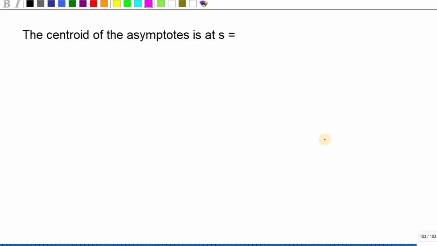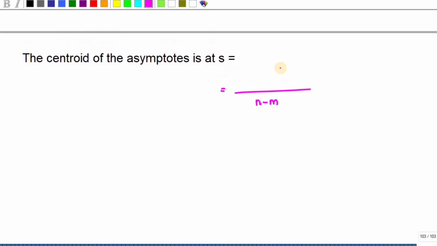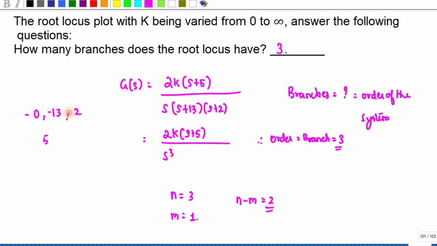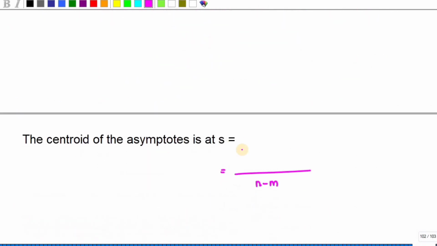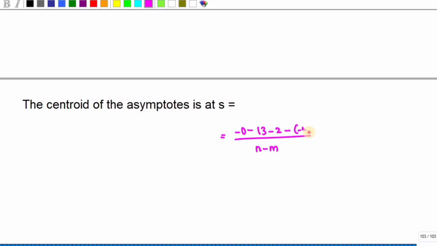Next is the centroid of the asymptotes, at s equal to. The centroid formula is the sum of the poles minus the sum of the zeros, divided by n minus m. Here the poles are 0, minus 13, minus 2, and the zero is minus 5. If I add the three pole values, I get minus 15 as the sum of the poles, and minus of minus 5 is plus 5, divided by 2. So I get minus 10 divided by 2, that is minus 5, my answer.